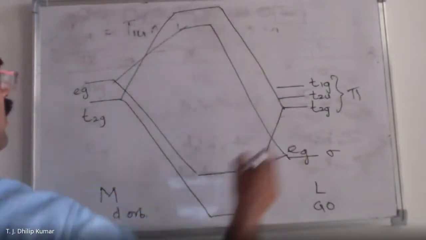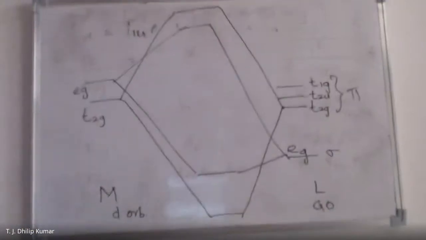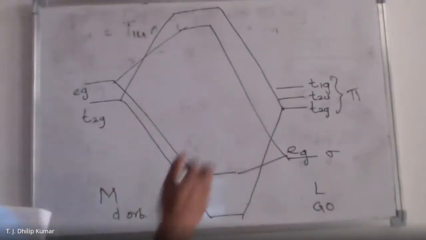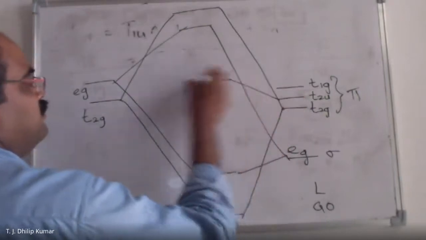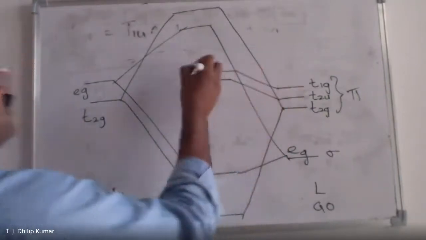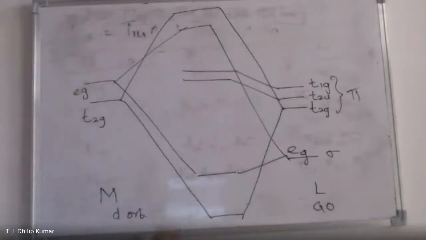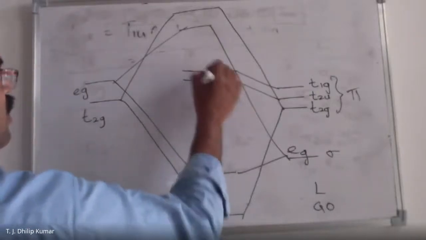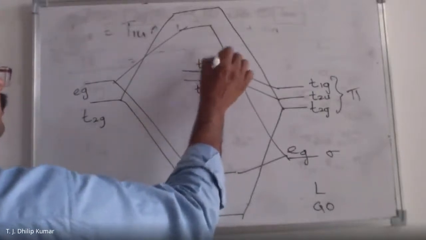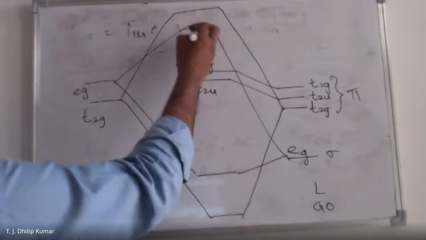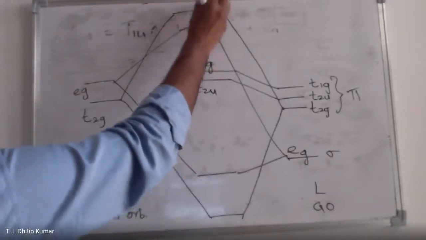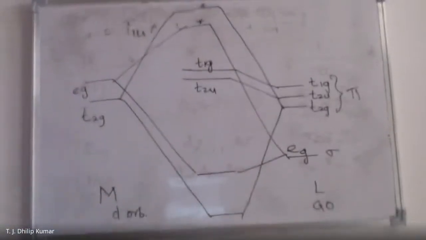So this is for EG, and what I'm saying is these two orbitals will remain vacant. Although they are available, they remain vacant. This is T2U, and this is T1G. Although they are available for pi, they will just remain vacant. So these are all asterisks, the corresponding asterisks, the anti-bonding orbitals. And here are the bonding orbitals.